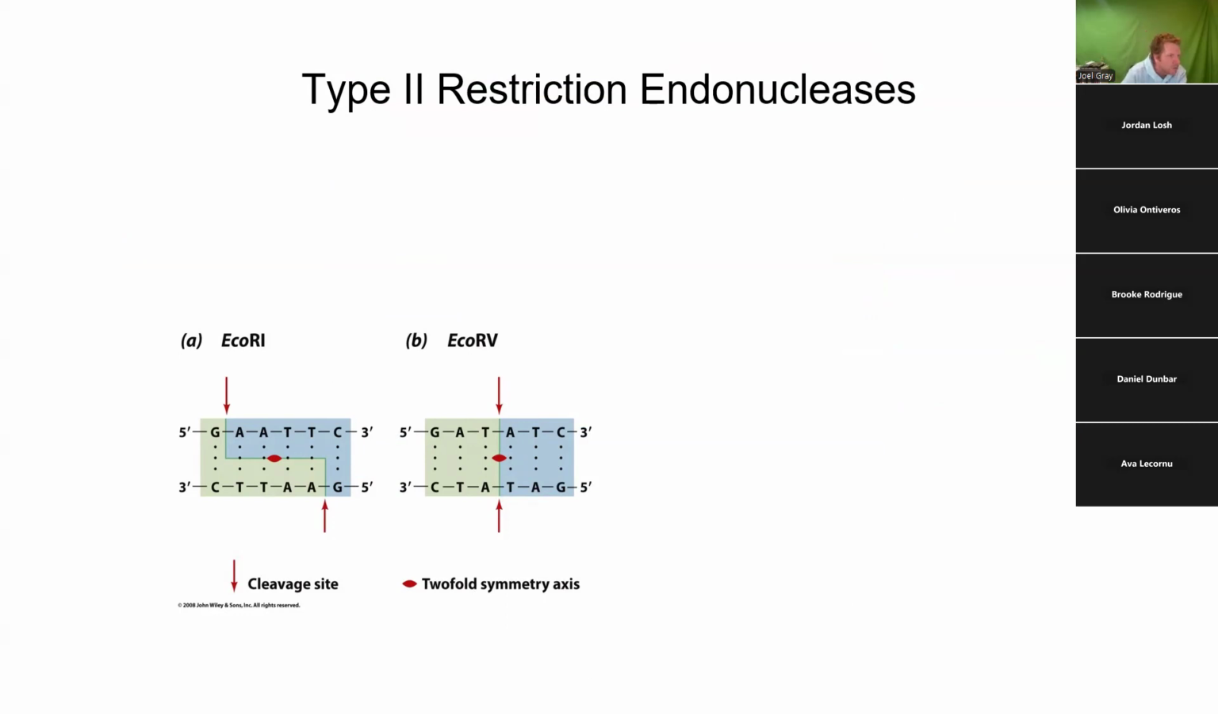Can it cut there specifically because it goes in order 5' to 3' for the GA? Yes, Melanie, spot on. Great observation, great question. Thank you so much. It looks for that GA, but specifically it's looking for GAATTC.